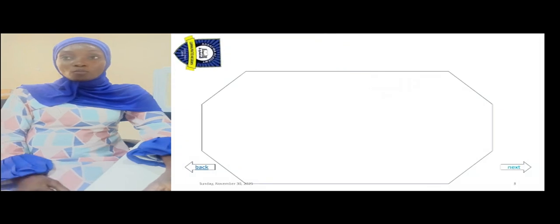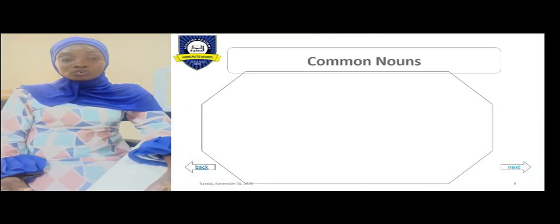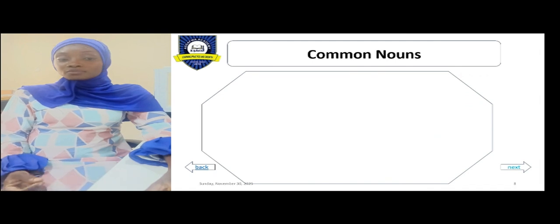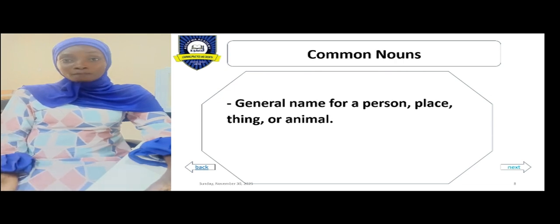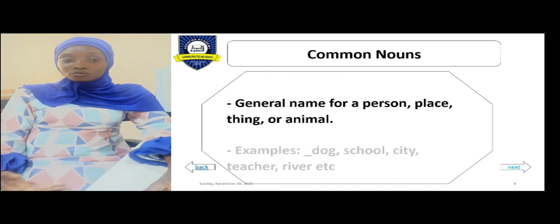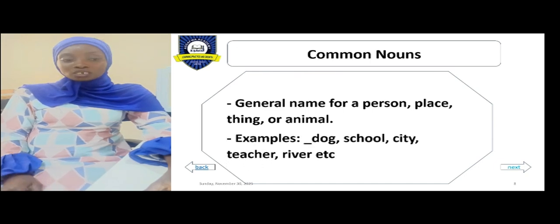Now going forward to common nouns. If you recall, we said common nouns are general names for a person, place, thing, or animal. General name. For example, boy is a general name. Girl is also a general name. We have dog, school, city, teacher, river, and so on and so forth.